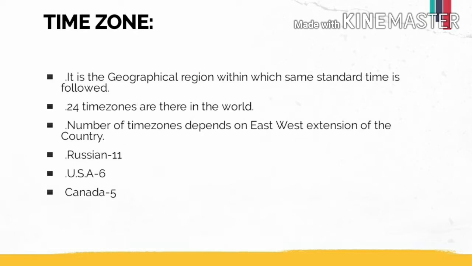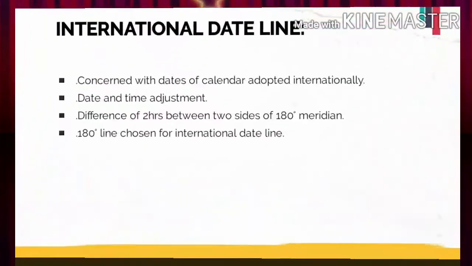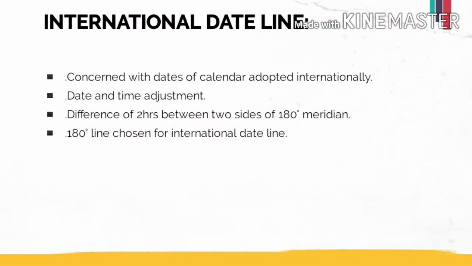Have a look at the map I have given in the slide. There you see Russia is very extensive, that's why it has 11 time zones. USA, in comparison to other countries, is quite extensive, and Canada too, where east-west extension is concerned. That's why the time zones are more.